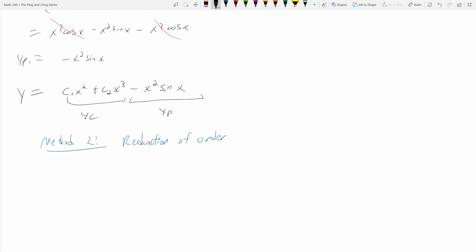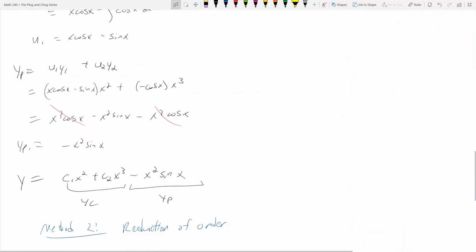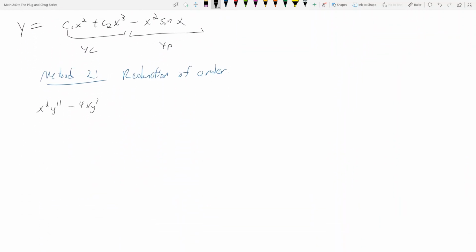Okay. And how do we use reduction of order? Well, remember, we just started off with this. X squared y double prime minus 4xy prime plus 6y is equal to x to the 4 sine x. And what is required in reduction of order? Reduction of order requires a solution to the differential equation, which is a problem because here it doesn't look like we're given any solutions to the differential equation.